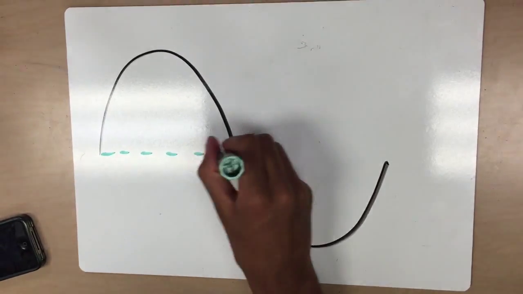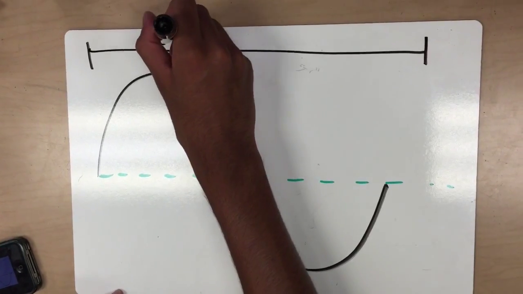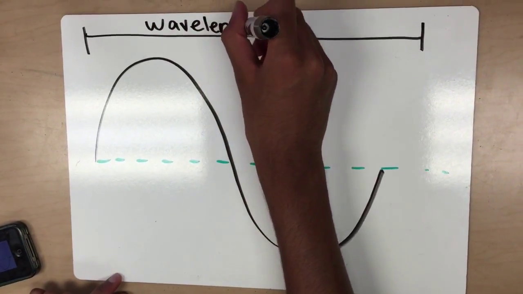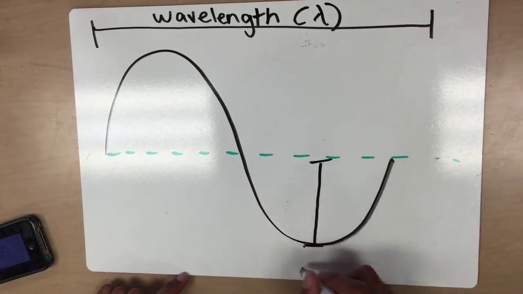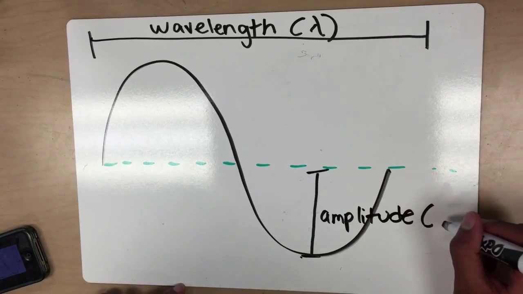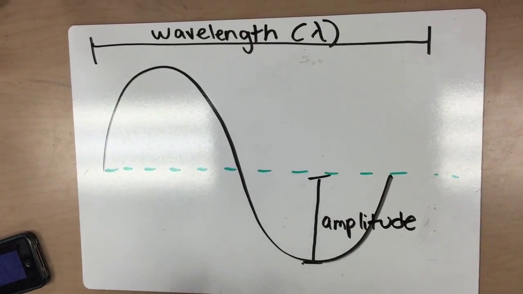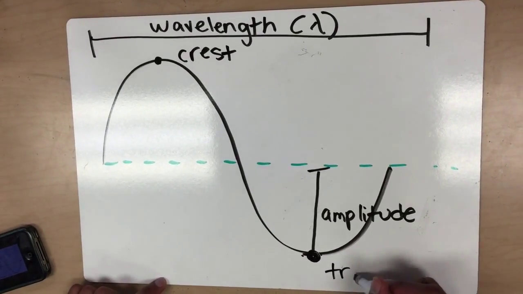Excuse me. So, let's start off by analyzing the basic properties of all waves. The wavelength is the distance from one point of a wave to another before the wave starts to repeat. The amplitude is the distance from the midpoint to the uppermost point or lowermost point of the wave. The crest is the uppermost point of the wave, and the trough is the lowermost point of the wave.